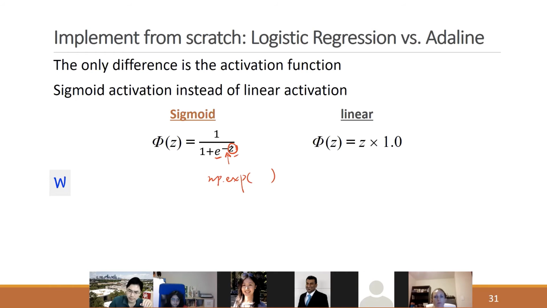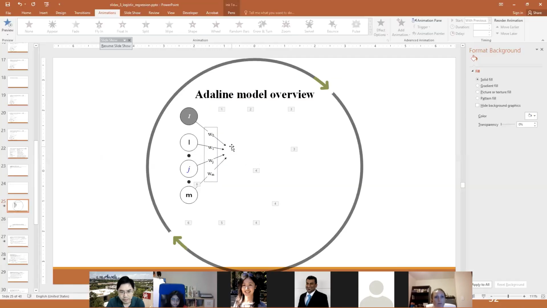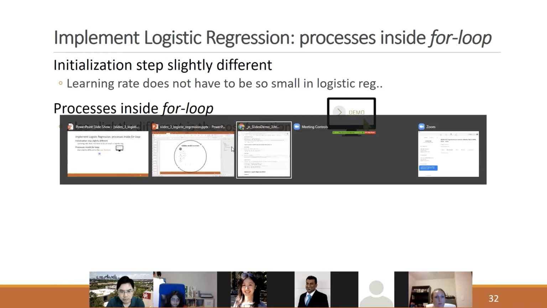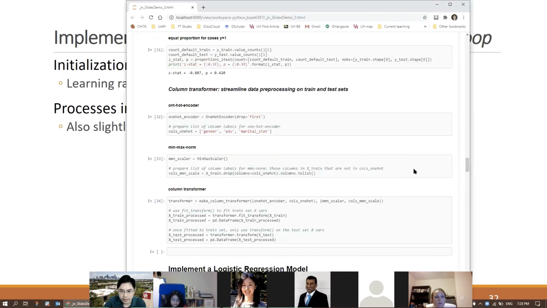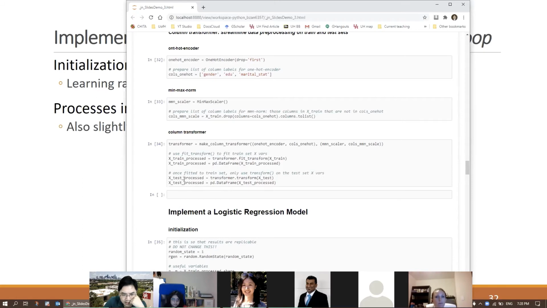You can take a look. And that's it. We can look at the for loop process to see what is different. Okay, so these codes are for pre-processing. For the test set, always use transform, not fit transform.